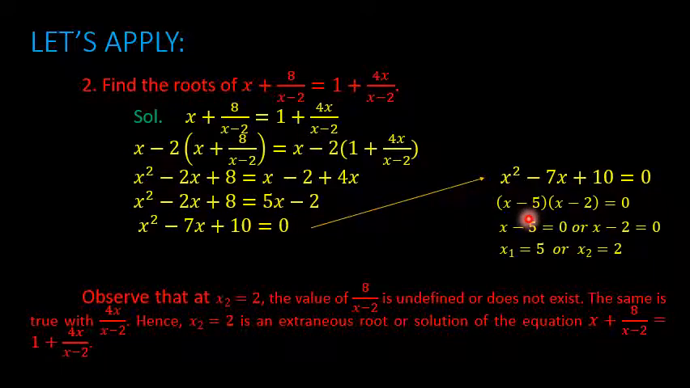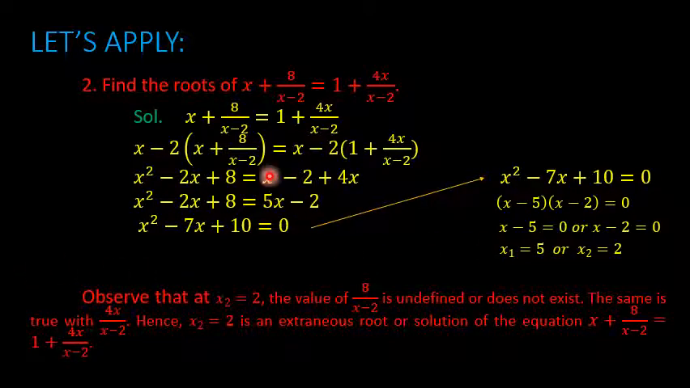Now, I will use factoring again because factoring is very easy. So, the numbers I used are negative 5 and negative 2. Why negative 5 and negative 2? Negative 5 times negative 2 is positive 10. Negative 5 minus 2 is negative 7. So, that works. Then, applying the zero product property, x minus 5 is equal to 0 and x minus 2 is equal to 0. So, I have the roots x sub 1 is equal to 5 and x sub 2 is equal to 2.